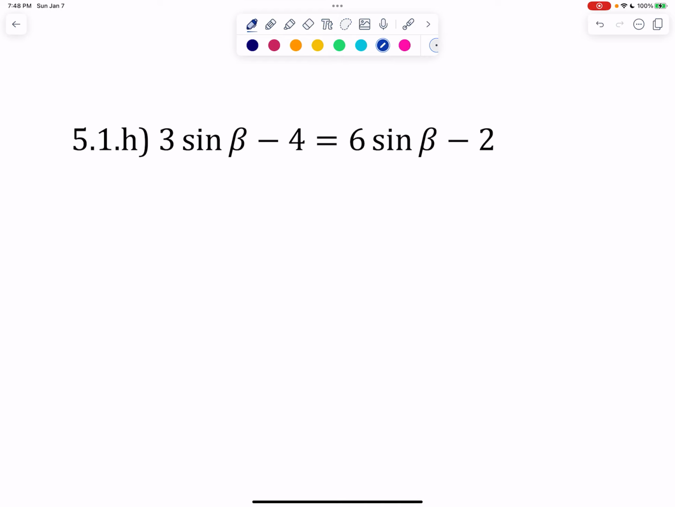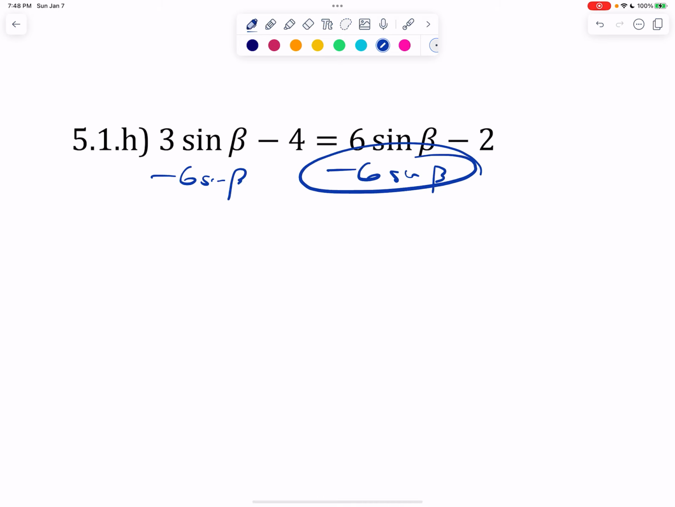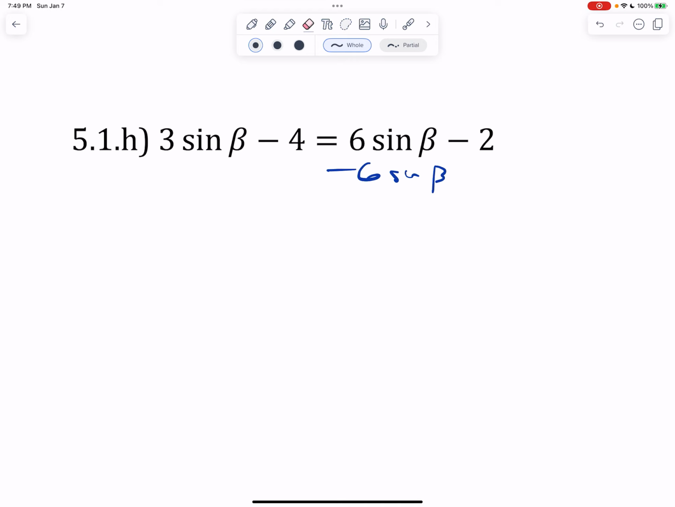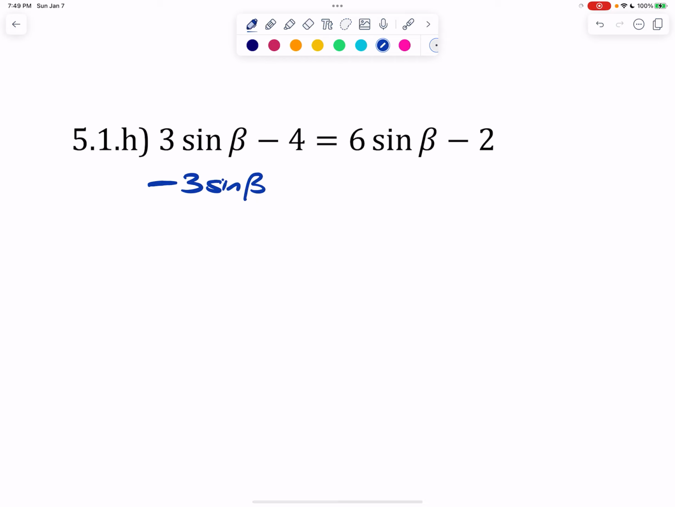This one you might want to take an intermediate step of moving things from side to side, like subtracting 6 sine beta from both sides. Note, if you do show it on one side, you do have to show it on the other to preserve balance. If you only show it on one side, then you're not showing the balancing of the equation. Therefore, that's incorrect from a communication standpoint. So make sure if you show it on one side, that you show it on the other side as well. In any case, subtracting 6 sine beta from both sides gets us negative 3 sine beta.